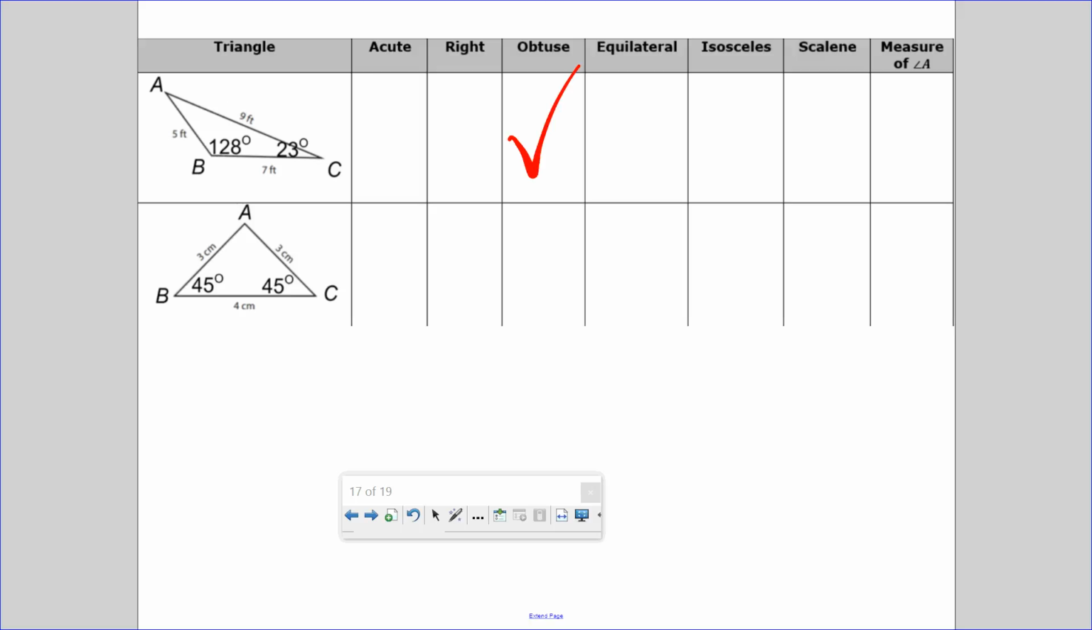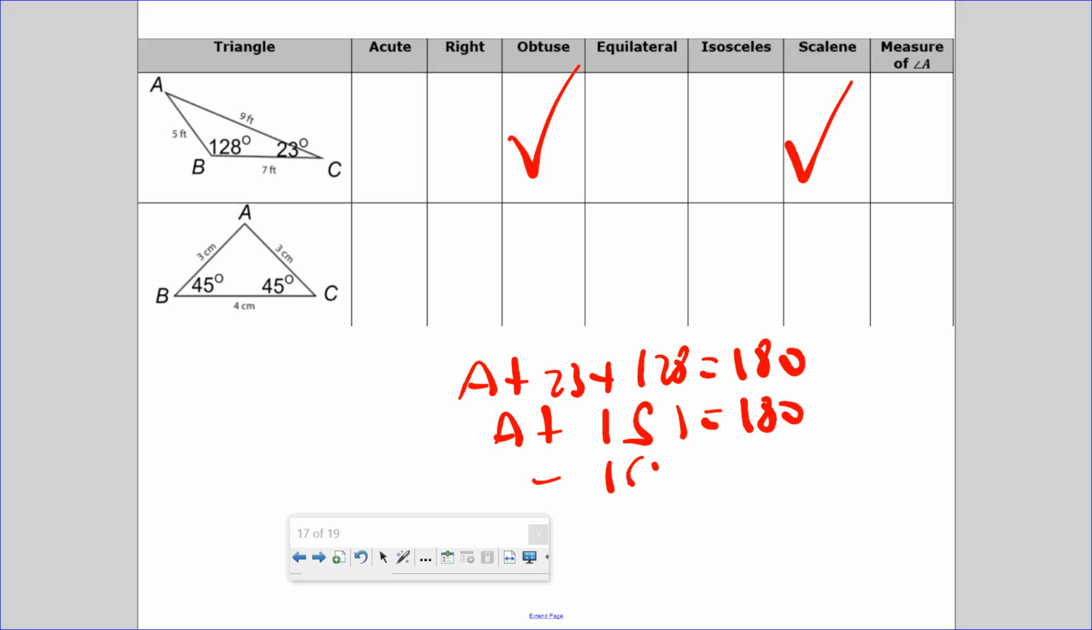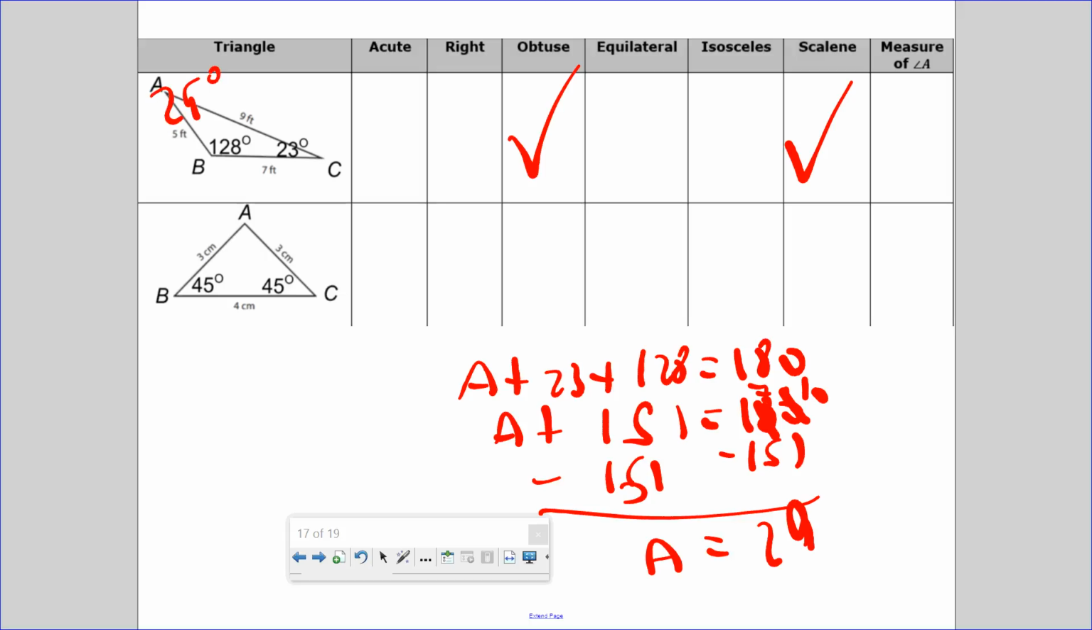Next one, this is an obtuse angle. All the numbers are different, so scalene. Let's find the measure of A. So we have A plus 23 plus 128 equals 180. If you add 23 to 128, 1, 1, carry the 1, 151 degrees. I do the inverse operation. So 10 minus 1 is 9, 7 minus 5 is 2. A equals 29 degrees. And just like a scalene, if all the sides are different, all the interior angles have to be different.